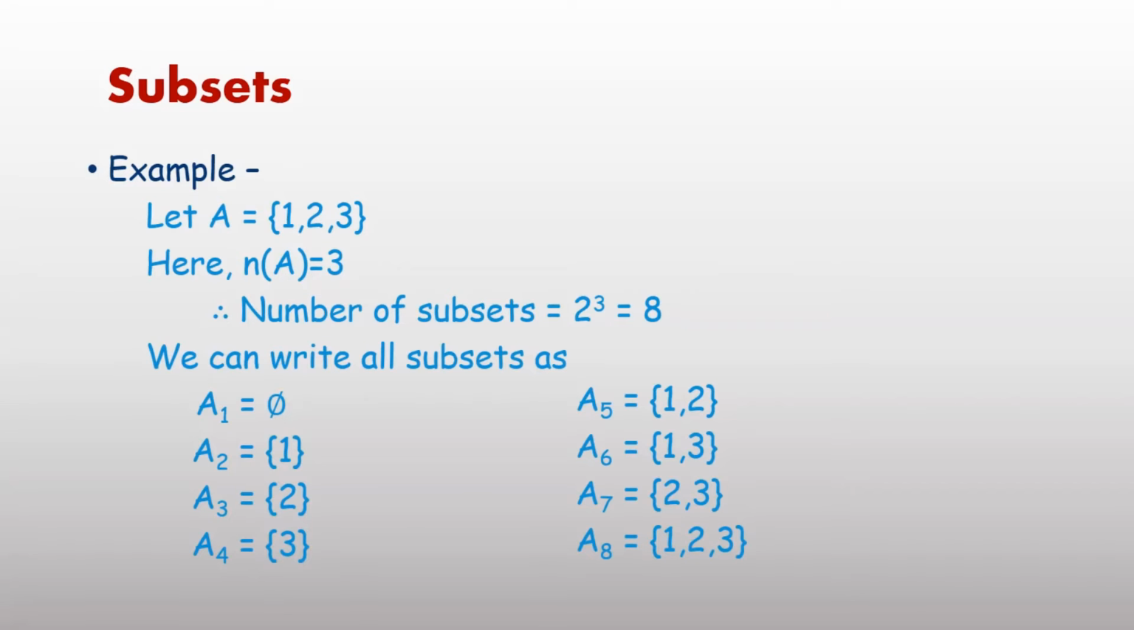Easily you can observe here whatever sets are written, A1, A2, A3, A4 up to A8, all are subsets of set A. It implies if any set is given, the number of subsets using formula 2 power n is 2 power 3 equal to 8, and also you can write all subsets.